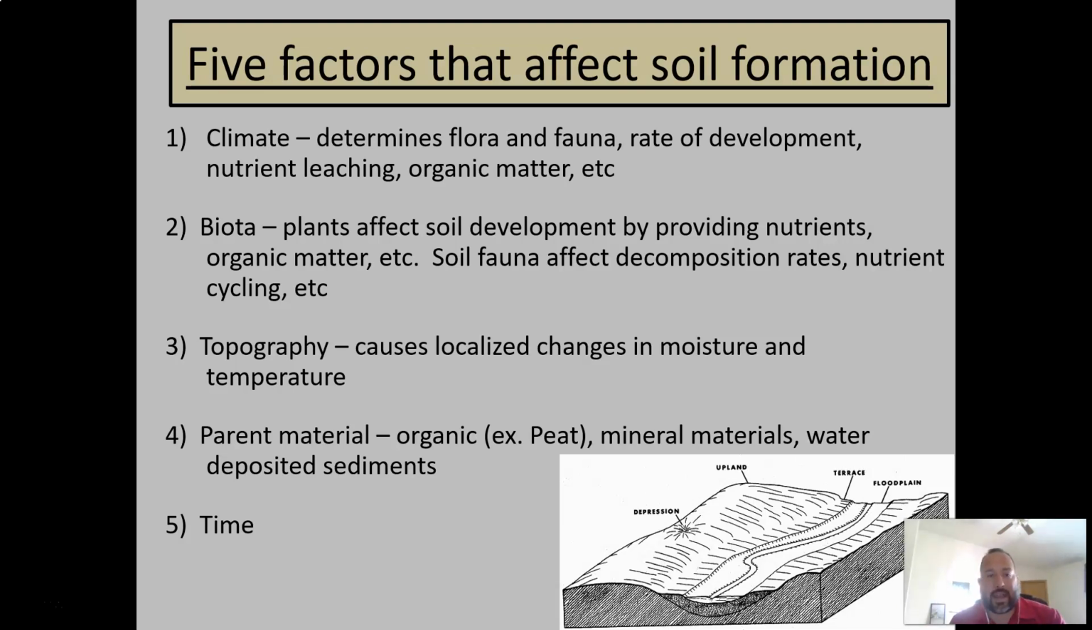So how did that happen, or what are the influences that make that happen? One of them is the climate. The climate determines the flora and fauna, the rate of development, nutrient leaching, organic matter, the biota. So what plants were there providing nutrients eventually, how much organic matter was getting into the system. Like, did you have animals there? Were they dying and pooping and having that happen? Because that can affect the rate of soil development.